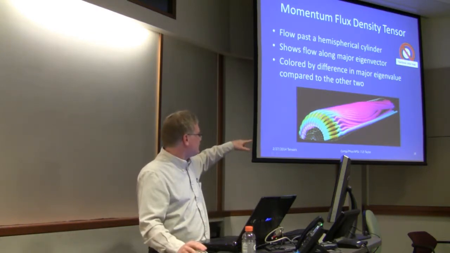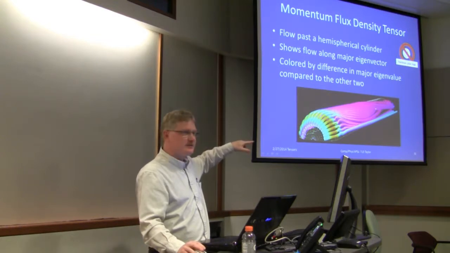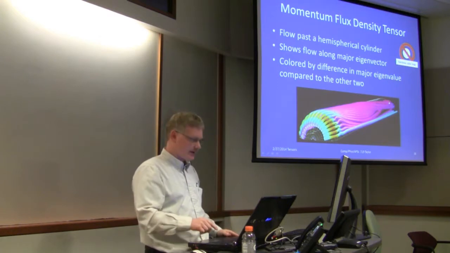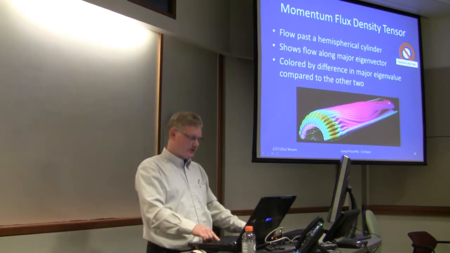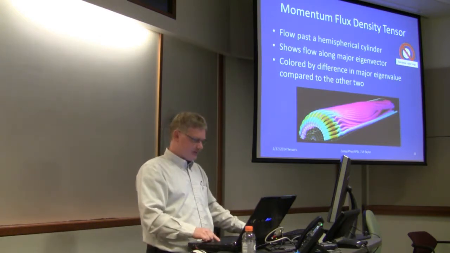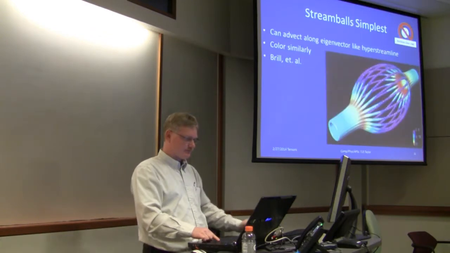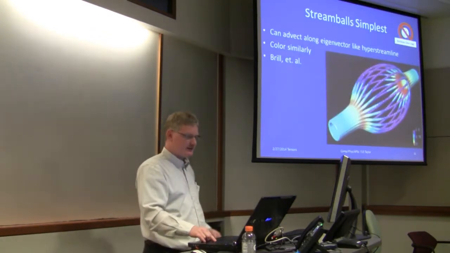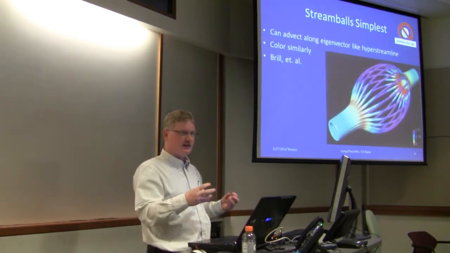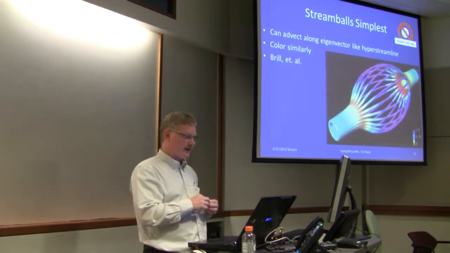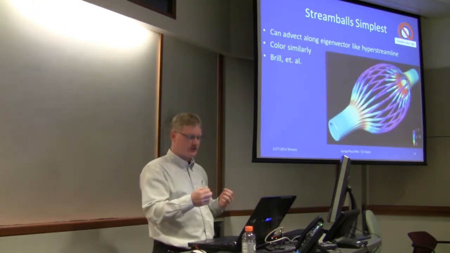Okay, and here we can see it's getting a little vortex behind the cylinder. So the streamlines are crossing over each other. Presumably the color is velocity or momentum or something? Yep, something. All right, this is basically advecting a point along the eigenvector, very much like a hyperstreamline.